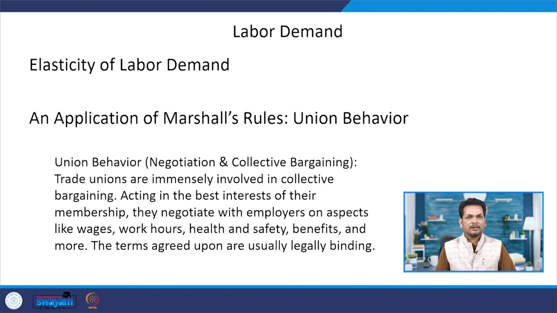Now let us try to understand how trade union behavior impacts the elasticity of labor demand. The behavior of labor unions shows how Marshall's rules can help us to understand various aspects of the labor market. Let us, for example, consider a competitive firm that is initially non-union. There is no union in that firm. The firm hires 1000 workers at a going wage rate.